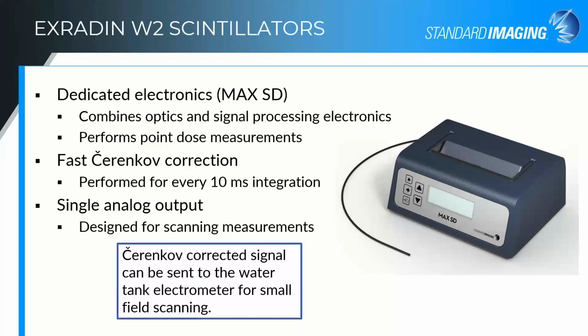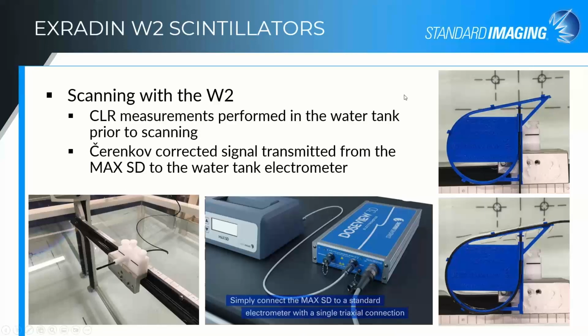So the Max SD can be used for all of your characterization measurements and dose calibration, even point dose measurements can be done directly with this device. But it will also take an input signal, perform a fast Cherenkov correction for every 10 millisecond integration, and then convert that signal into an analog output. So send a current to, say, your water tank electrometer in order for the water tank electrometer to collect that signal and plot the scans in its own software. So what that looks like here is you would position the scintillator. We have an adapter sleeve that increases the stem size so that this would fit in any standard chamber holder for anybody's water tank.